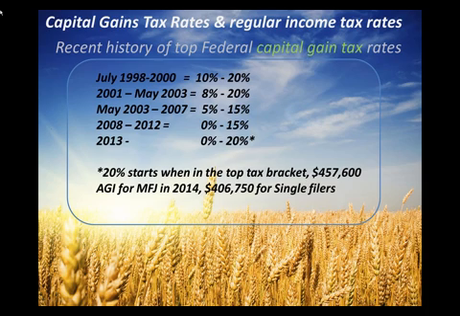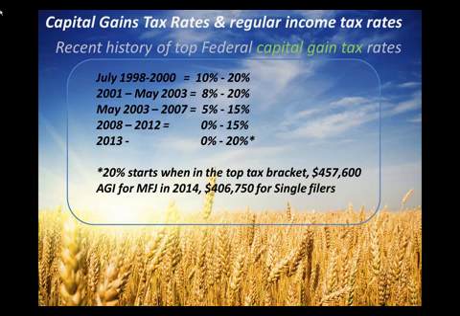The capital gains tax rates have also been increased recently. Here's a recent history on those rates. From July 1998 to 2000, the rate was from 10 to 20% on capital gains. From 2001 to May 2003, it was from 8 to 20%. The 8% came in whenever you had held an asset 5 years or longer, which no longer applies. May of 2003 through 2007, the rate dropped to 5% through 15%, and then a scheduled increase from back in 2003 kicked in 2008. It decreased, not increase.